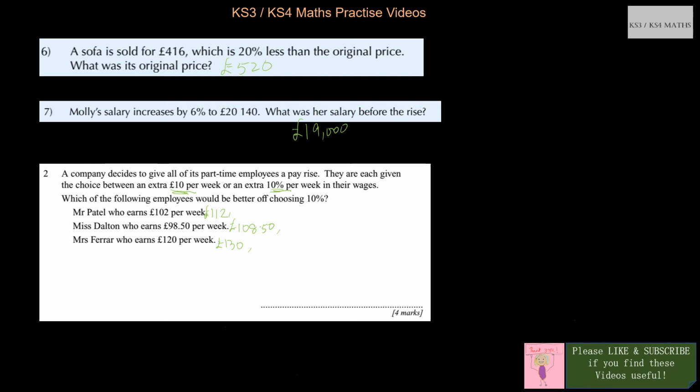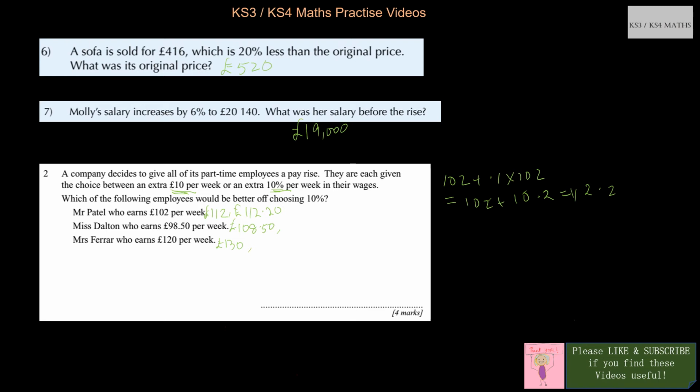So if it's a 10% raise per week, then it would be 102 plus 0.1 times 102, that equals 102 plus 10.2, which is 112.20. Okay, so this is better off.